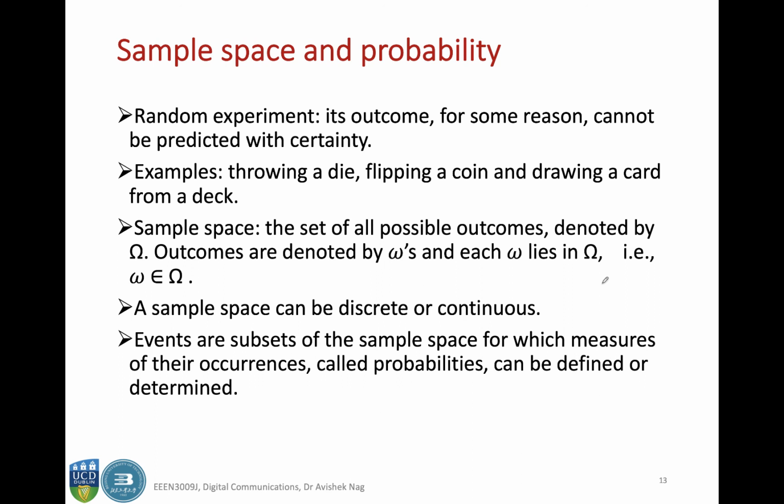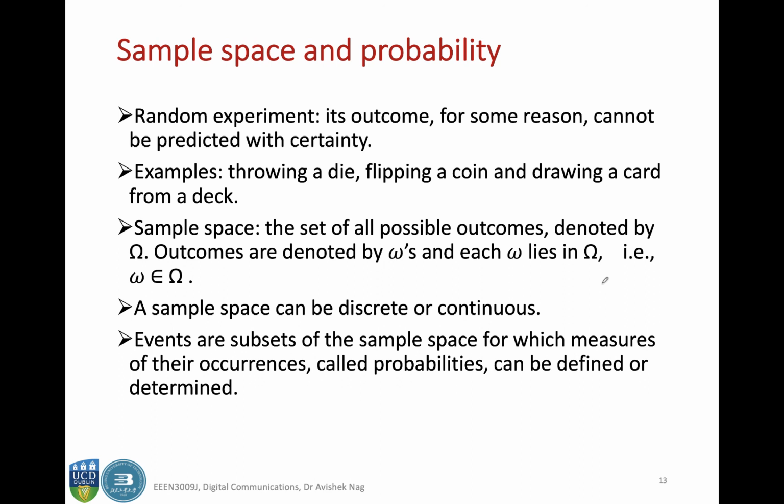For example, you are throwing a die, or flipping a coin, or drawing a card from a deck of cards. These are all examples of random experiments, because if you flip a coin, you can say that with 50% probability there can be a head or a tail, but you cannot definitely predict whether it will be a head or tail. That's the very subtle difference, and that's why it's called a random experiment. Similarly, when you throw a die, it can be either 1, 2, 3, 4, 5 or 6, but you cannot definitely say what will come.